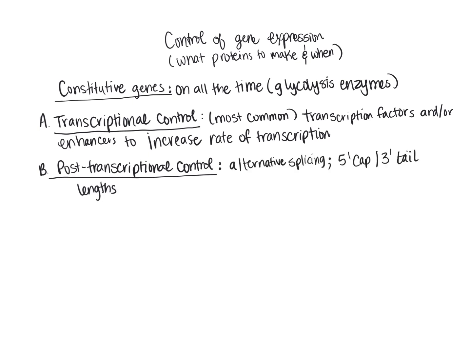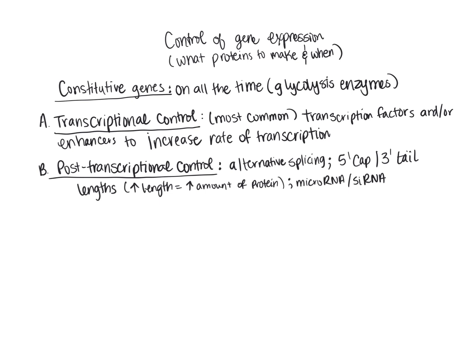Another way that post-transcriptional control can be demonstrated is the 5' cap or the 3' tail. More specifically, the length of these ends of the mRNA. Basically, the longer the 5' cap and the 3' tail are, the longer the mRNA can exist before it degrades in the cytoplasm. And the longer the mRNA is there in the cytoplasm, the more protein is going to be made.